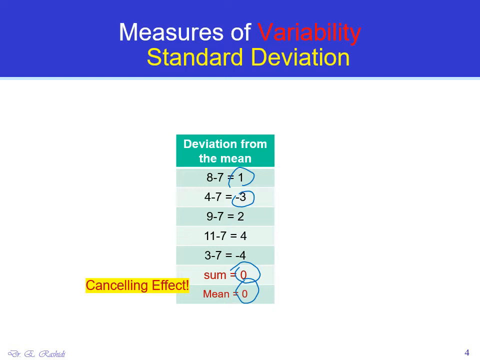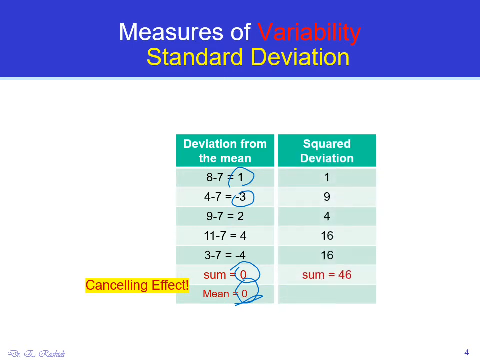So the average deviation would be zero here, but that doesn't mean that the deviation is zero. We have deviation here. Some of them are positive, some of them are negative. So what should we do about this? One way to tackle this problem is to square each deviation. For example, instead of just 1, we square the deviation, and that would be 1. The deviation here is -3. We square it, and the square would be 9. The deviation here is 2. We square it, and that would be 4.